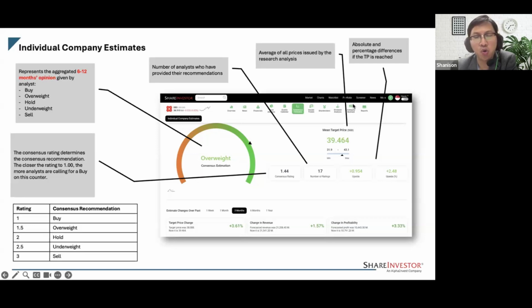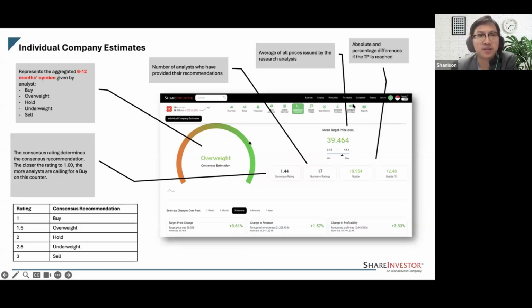The next one is hold. Hold is quite clear: you don't really have to do anything. The research analysts feel the stock will perform in line with the index, so you don't have to increase your stake or decrease your weightage. Underweight means you can potentially reduce your exposure to this stock, or reduce its weightage in your portfolio. And sell is much clearer: if you already have the stock, you can consider selling it.